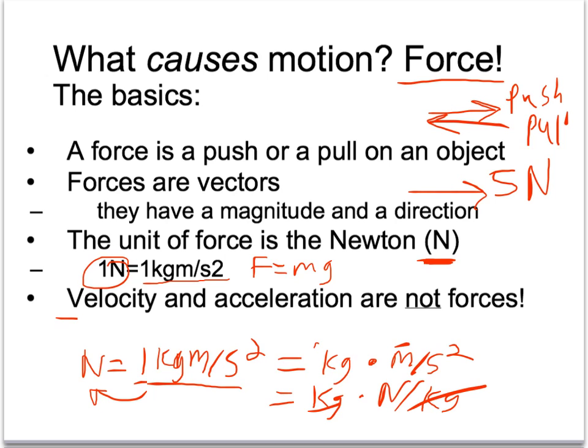Finally, velocity and acceleration are not forces, and a lot of people confuse this. Whenever they see a velocity vector, so if I say there's a velocity that way, many people will want to say, oh, well, there's a force from that velocity. And that is not true. A velocity is not a force, and acceleration is not a force. Forces are their own separate things. Those are the main points for tonight.